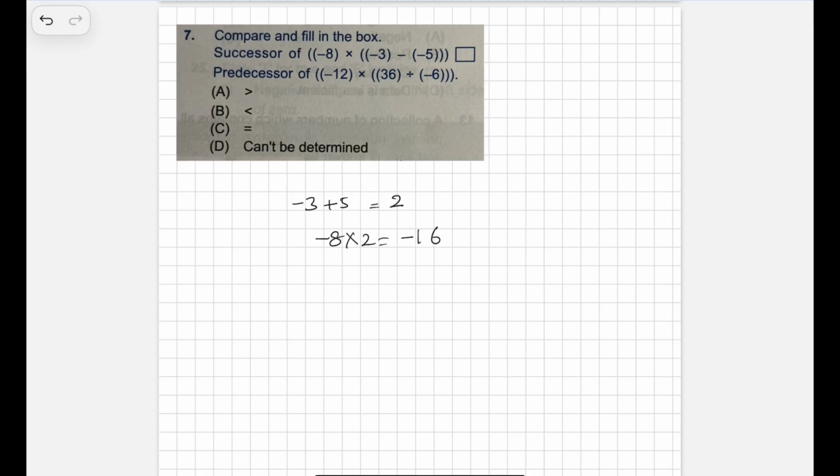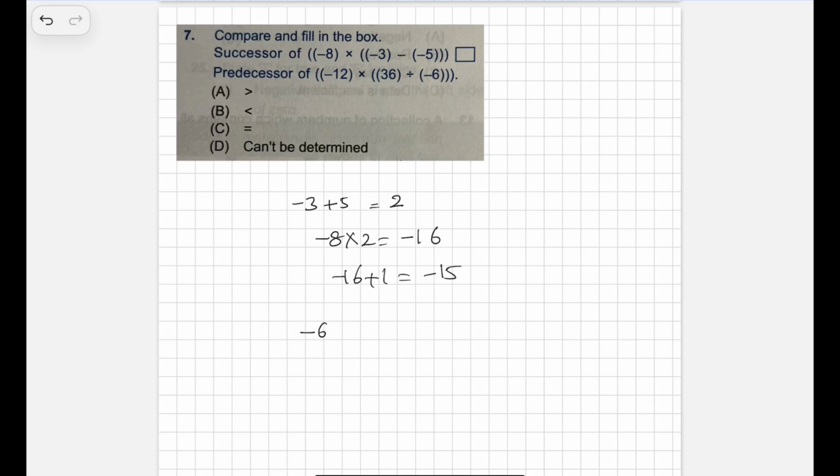So the successor of minus 16. What is the successor? To find the successor of any integer, you have to add 1 to it. So minus 16 plus 1 becomes minus 15. Okay. Then predecessor of minus 12 into 36 divided by minus 6. Again apply the BODMAS rule. First division. So 36 divided by minus 6 is minus 6.